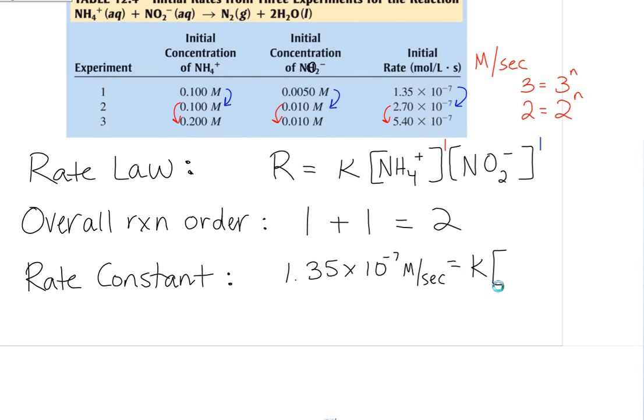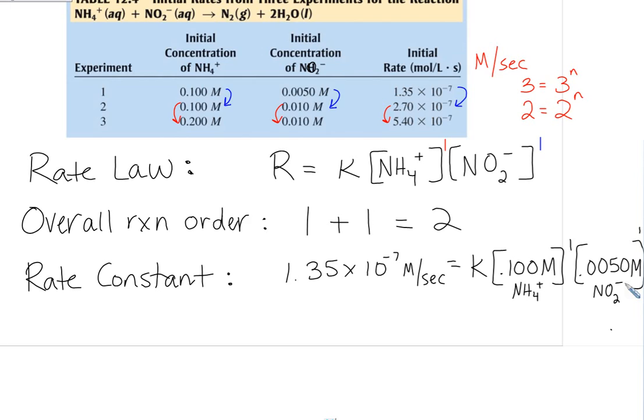Then I'm going to plug in the concentration, the molarity of ammonium in trial 1, which is 0.100. That's going to the first power, for the ammonium. And then I do the same thing in trial 1. Nitrite is 0.0050. That's going to the first power. That's for the NO2 minus. Now you really just solve this, plug it in your calculator, and see what you get for K.